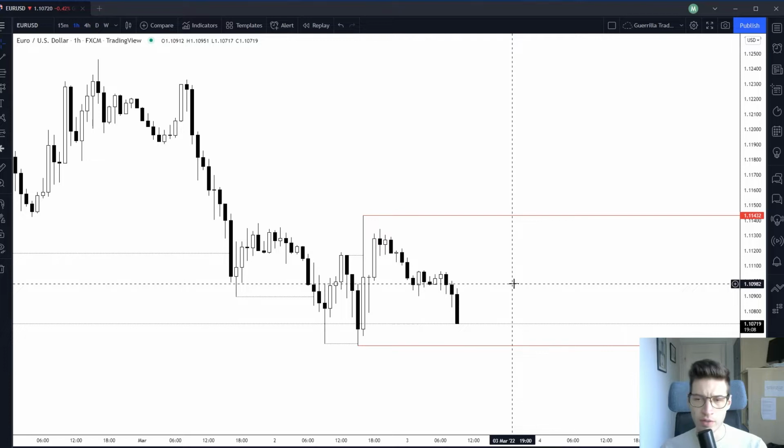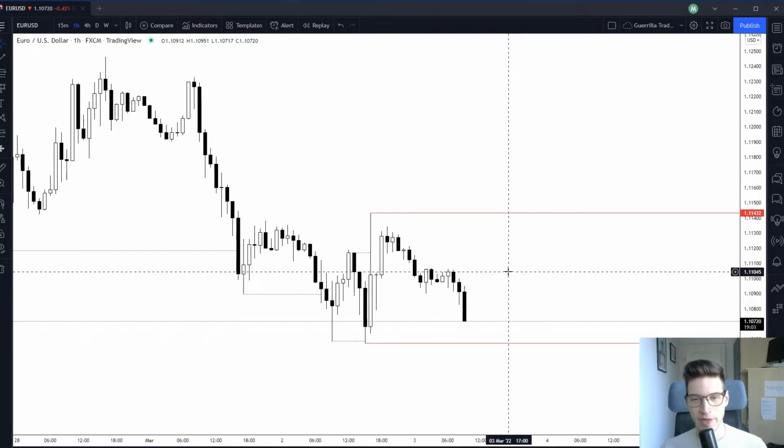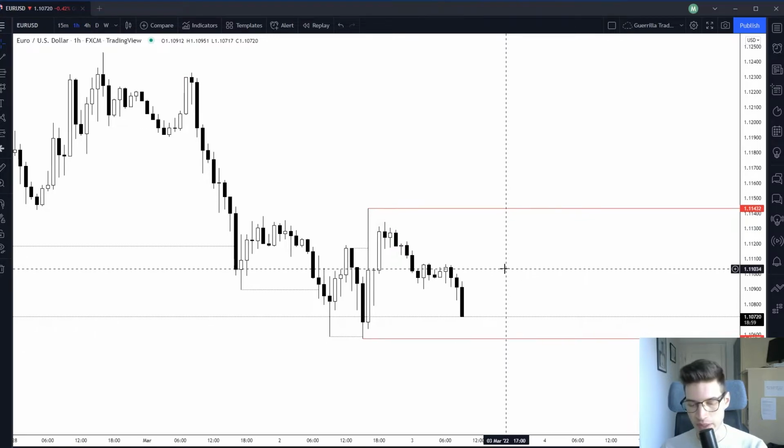And that is it, not much really to talk about with this pair. I'm waiting for the break of the low or the high, as I said, and I'm waiting for some nice momentum and a nice big impulse.